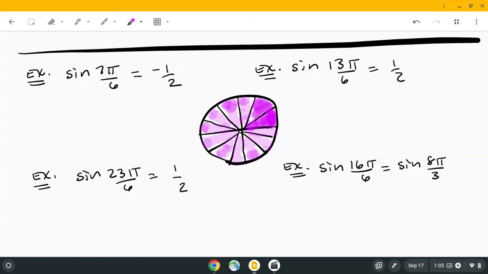I'm going to go darker now with the purple. 14, 15, 16, 17, 18. Are you guys like, hurry up? 19, 20, 21, 22, and 23. All right, so we're in quadrant 4.